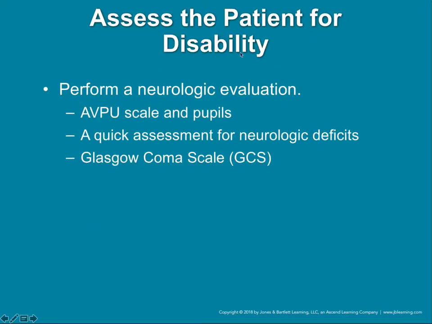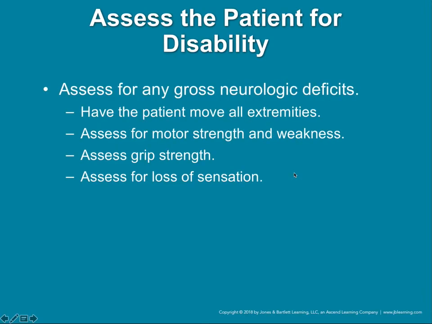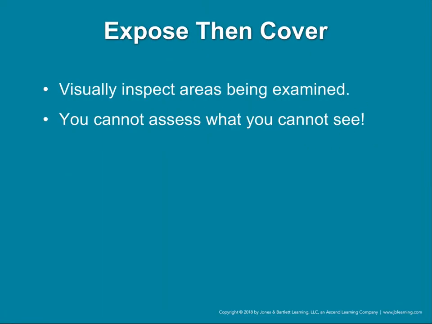Moving on to disability, ABCD disability. AVPU scale and pupils, a quick assessment of neurological deficits. You do GCS for your trauma patients and calculate that GCS. If they have a GCS of less than 12, that's a high priority patient. That, in fact, is a trauma alert. Assessing for gross neurologic defects, you want to have the patient move all their extremities. Assess for motor strength and weakness. Assess grip strength. Assess for loss of sensation. A lot of this is a stroke exam as well.